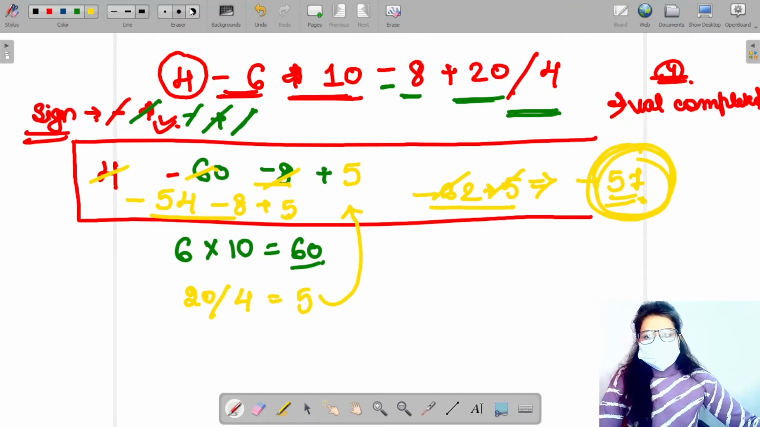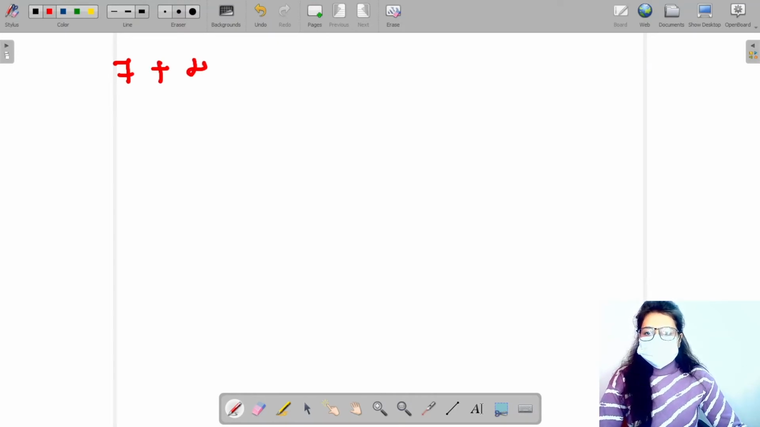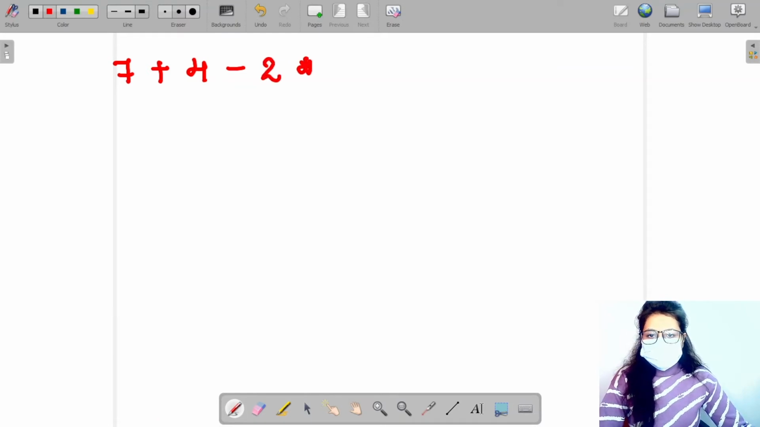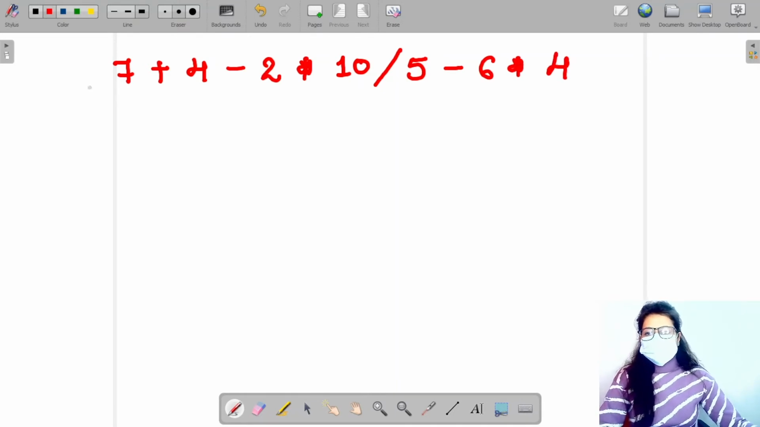Let's do it again for another expression. Let's take 7 plus 4 minus 2 multiplied by 10 divided by 5 minus 6 into 4. Okay, so let's suppose this is the given expression.